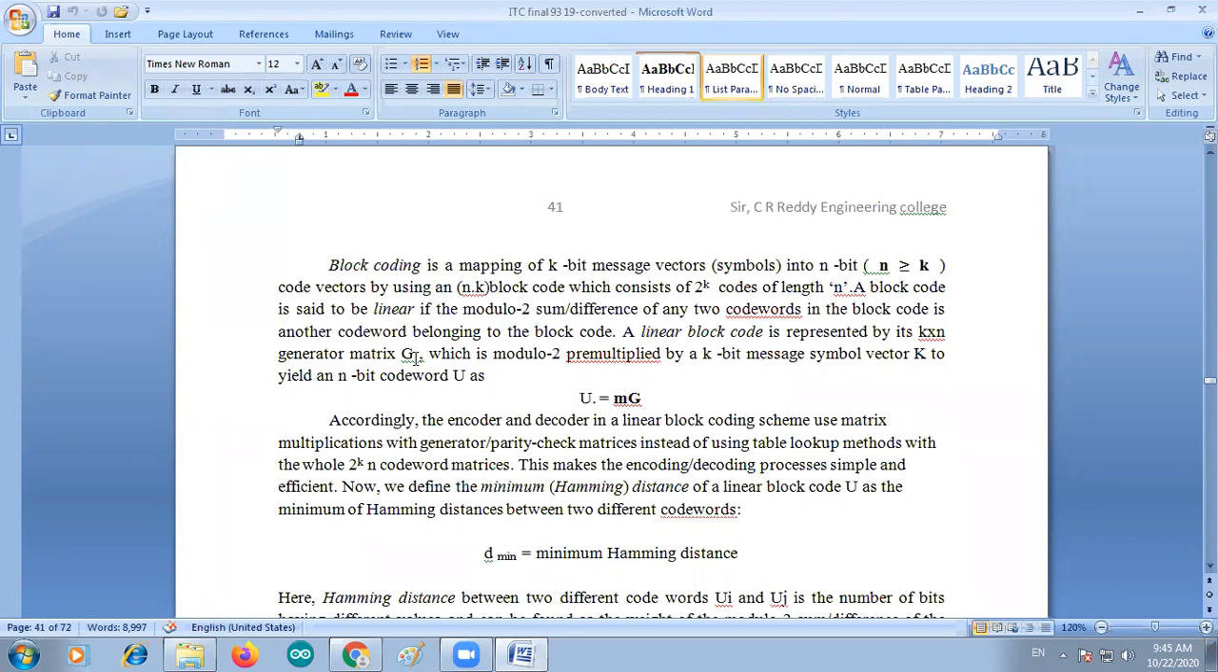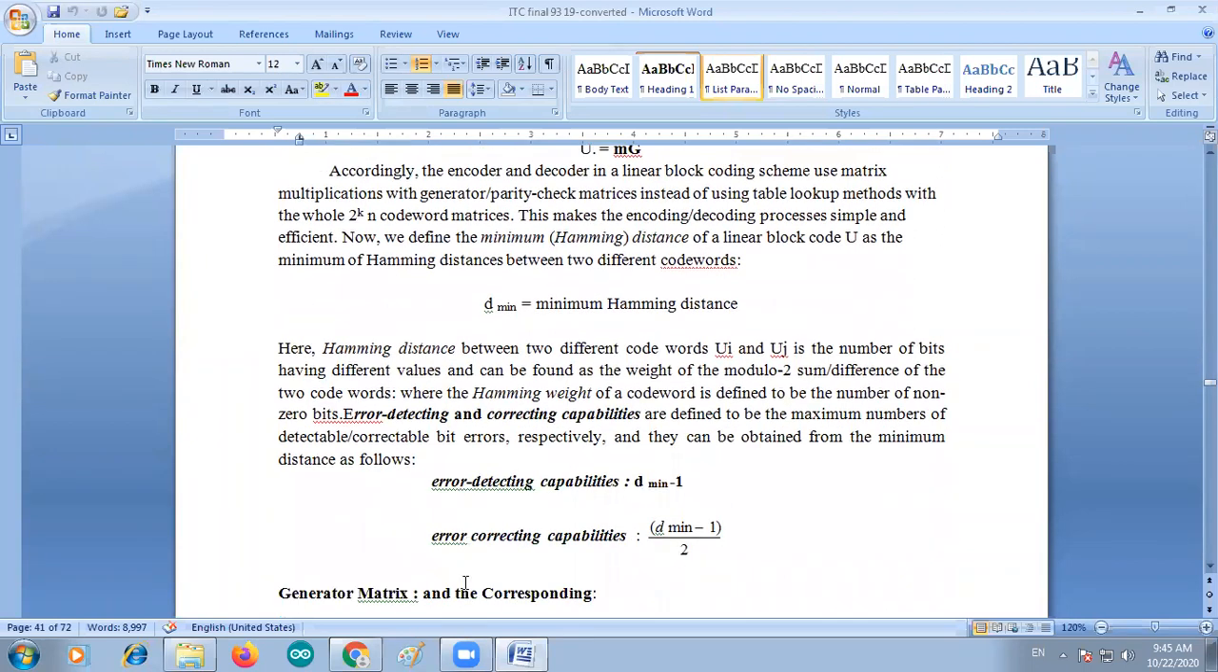Now, you can define the minimum Hamming distance of the linear block code as the minimum of the Hamming distance between two different code words. So D minimum is called the minimum Hamming distance. Here, the Hamming distance between two different code words, UI and UJ, is the number of bits having different values, and can be found as the weight of the modulo-2 sum or difference of the two codes. The Hamming weight of a code word is defined as the number of non-zero bits. Error detecting and correcting capabilities are defined as the maximum number of detectable and correctable bit errors respectively, and they can be obtained from the minimum distance as follows.